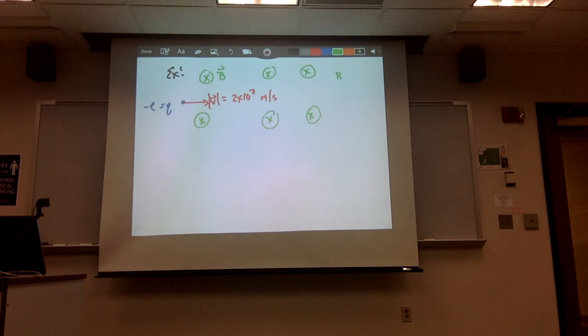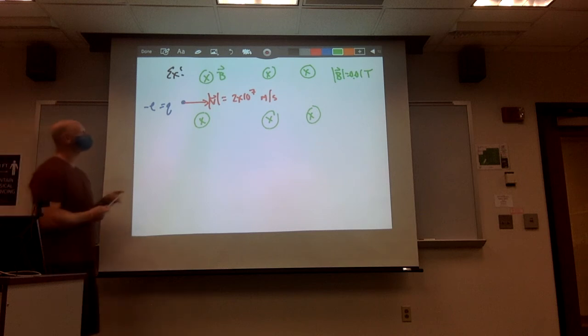We know the magnitude of this magnetic field is equal to 0.01 Tesla. So from here, we want to describe what this particle is going to do. First, let's use our right-hand rule. What is this thing going to do?